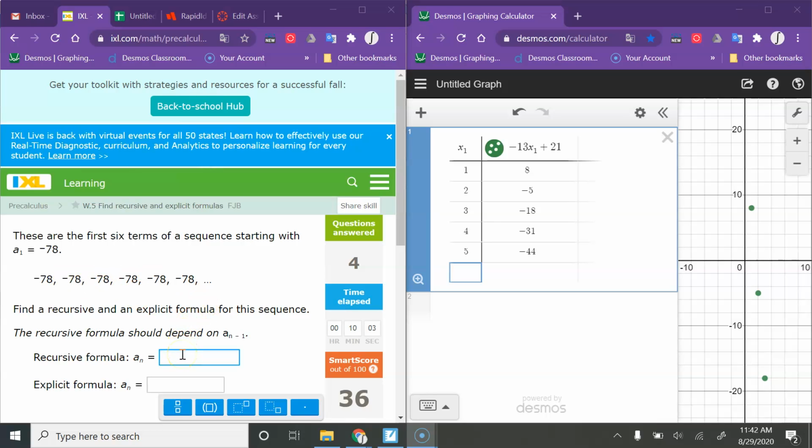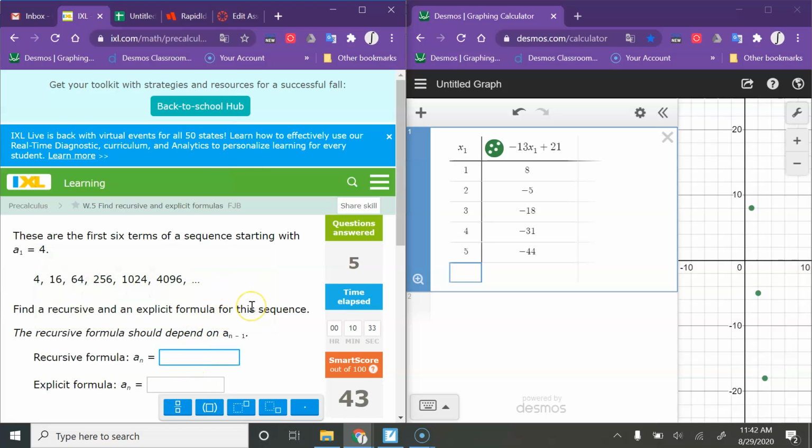So your recursive formula is just going to be a sub n equals a sub n minus 1. Each term is the same as the one before it. Now, for your explicit formula, no matter what number you have, your answer is always going to be negative 78. So it's just going to be a sub n equals negative 78 for that one. And this is what it'll look like when you have just a constant function.